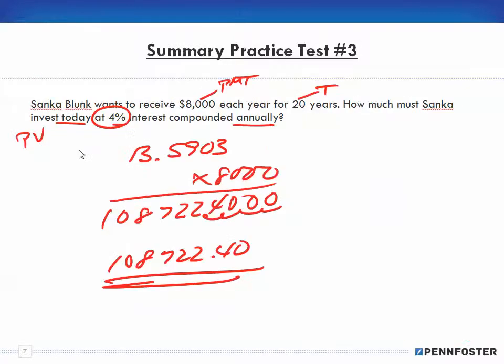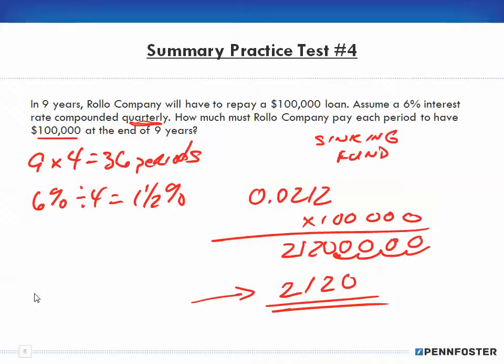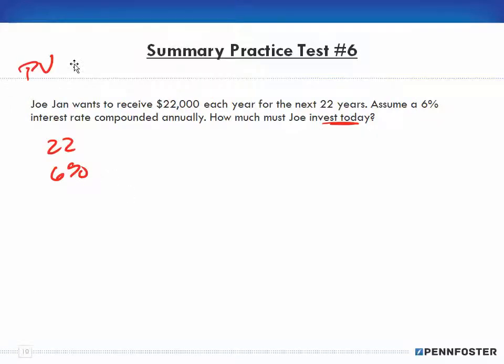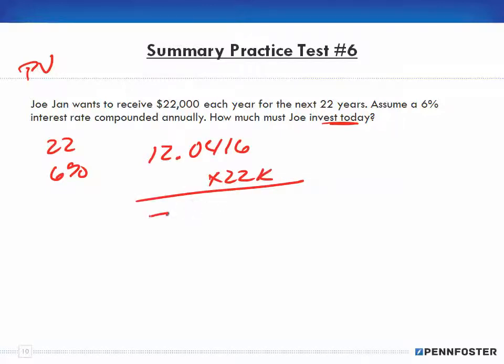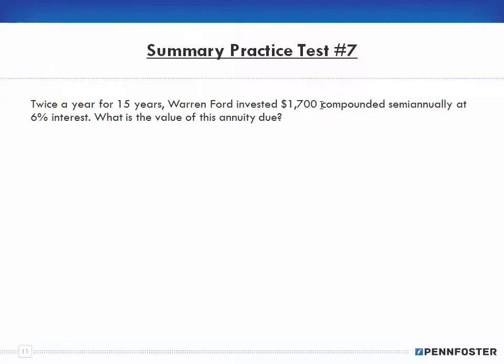I know that there's no 22 years on that present value table; it goes from 20 to 25. So look it up in the Business Math Handbook. When you do, you find that the factor is 12.0416, and we multiply it by 22,000, which gives us $264,915.20. That's how much needs to be invested today in order to receive $22,000 each year for the next 22 years.